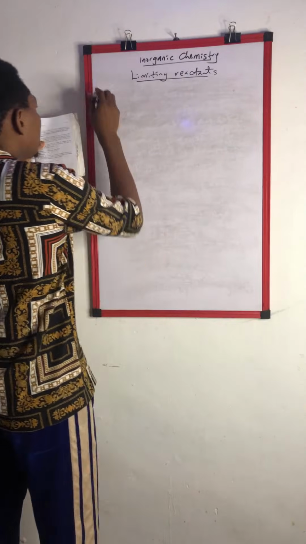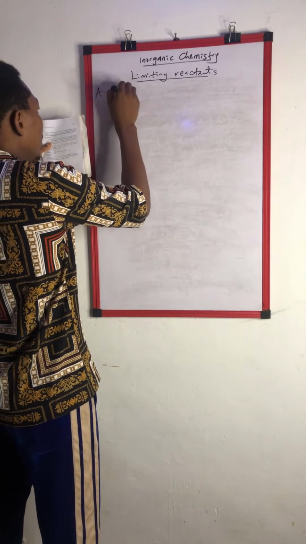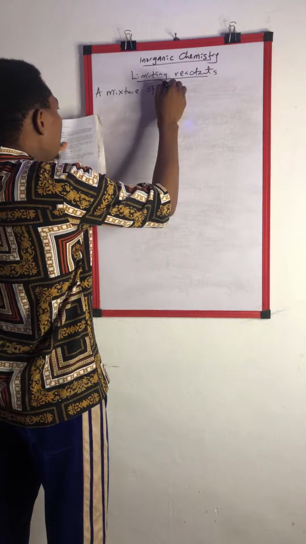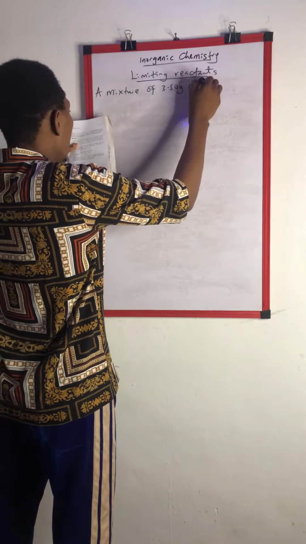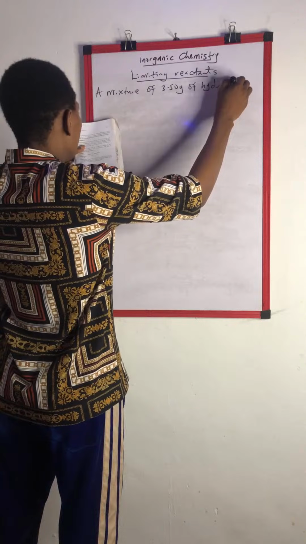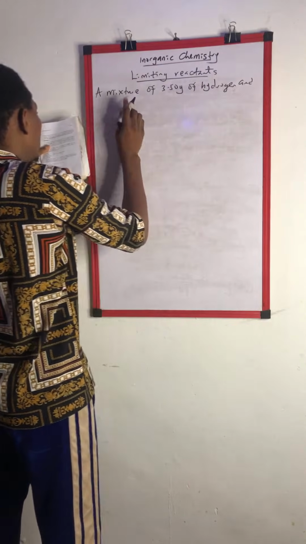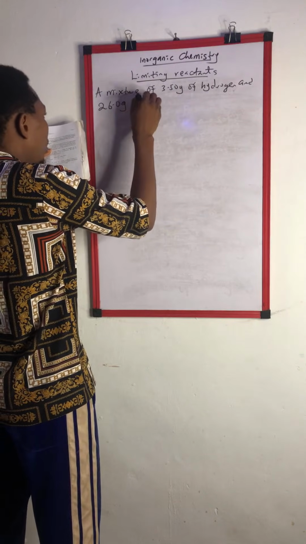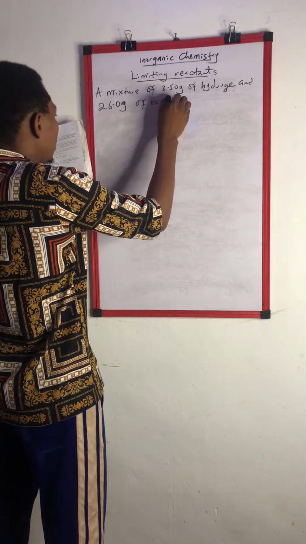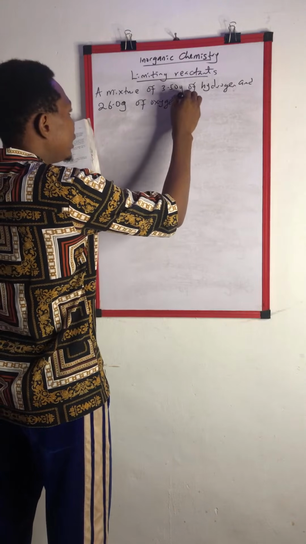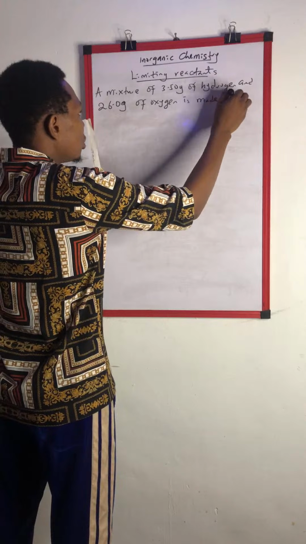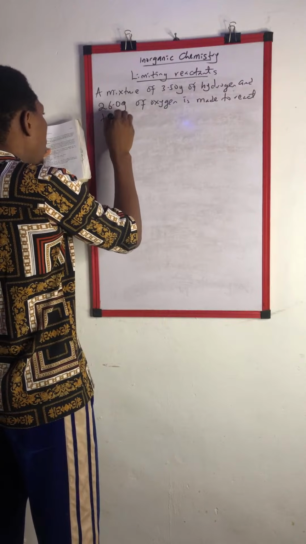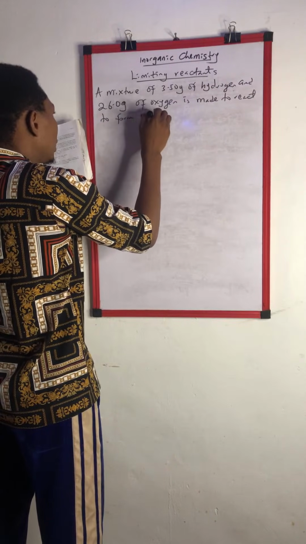A mixture of 3.50 grams of hydrogen and 26.0 grams of oxygen is made to react to form water.